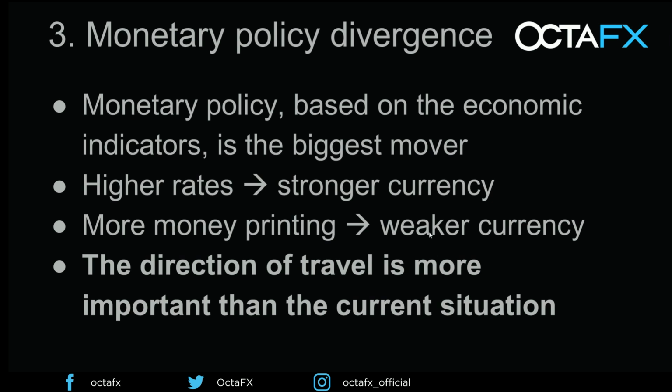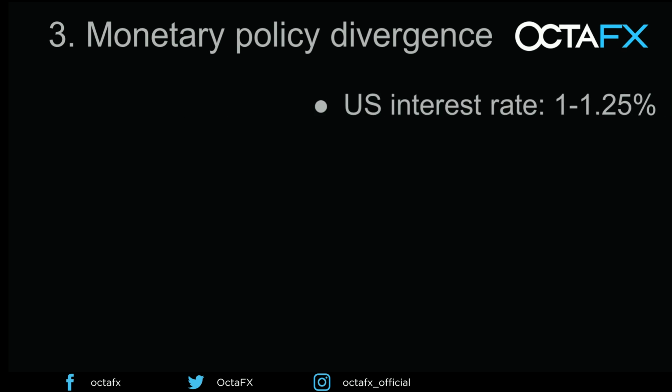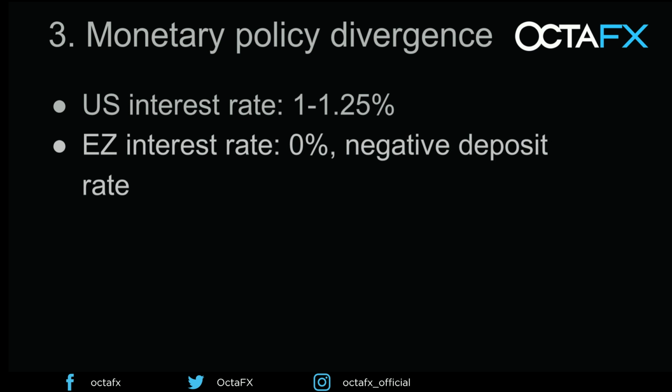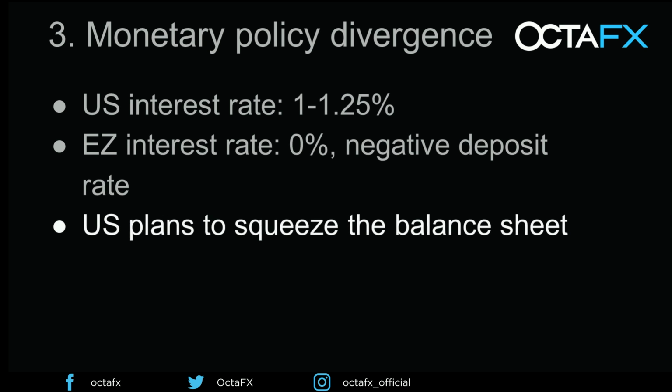So now I'll talk a bit about what's happening now in markets. Again, trying to keep this webinar a bit more generic, but the current interest rate in the United States is a range between 1% and 1.25. In the Eurozone, the general rate is 0, and the deposit rate is negative, minus 40 points. In the US, they plan in the future to squeeze the balance sheet. That means to have less money out there, to reduce the amount of money, and this should be dollar positive. Less of something makes it more valuable.